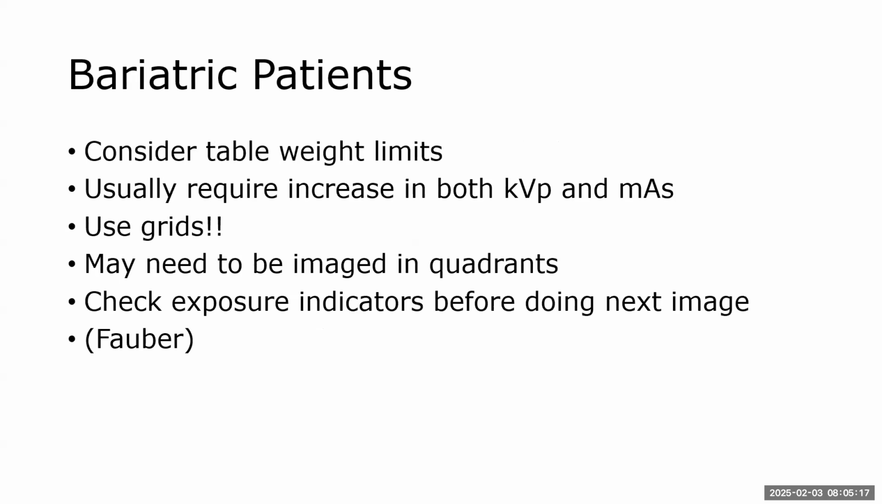Bariatric patients, consider the table weight limits. Usually requires an increase in both KVP and mass. So we're talking about morbidly obese patients here. You have to use your grids with those patients because of the amount of scatter that's going to be produced. They may need to be imaged in quadrants. So it is not unusual these days to have to do 4 for an abdomen so that you include everything.